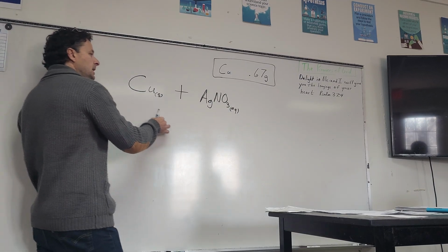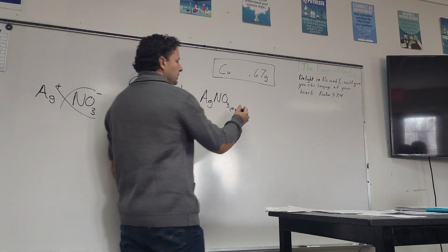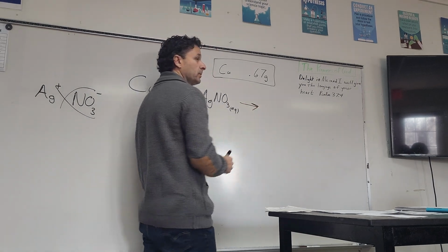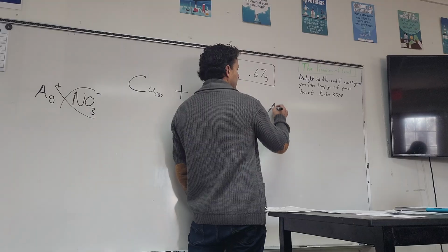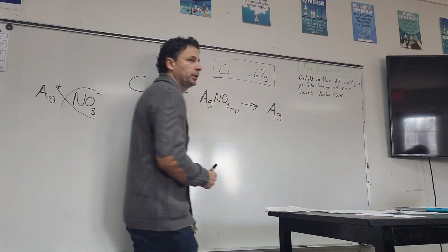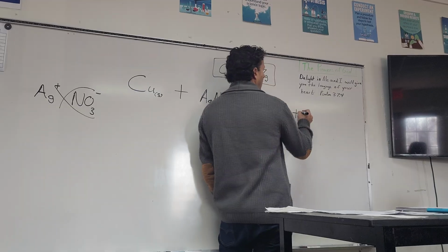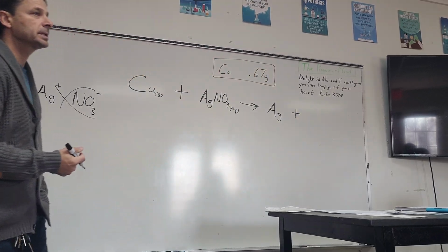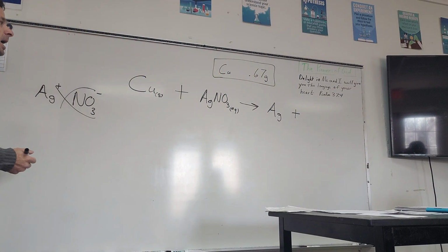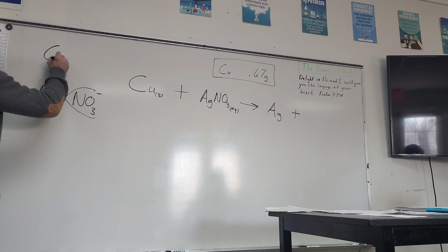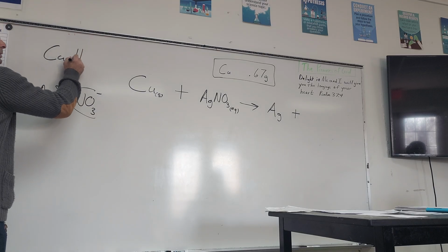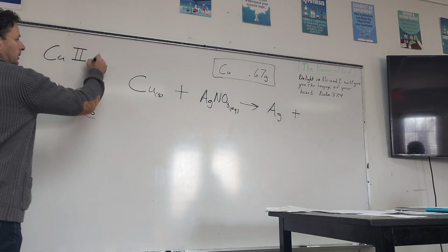So in other words, the Cu will give Ag the boot, and what we should see in this reaction is silver being produced and a copper salt. Now I will tell you what this copper salt is. It's copper(II) nitrate, Cu, Roman numeral 2, nitrate.